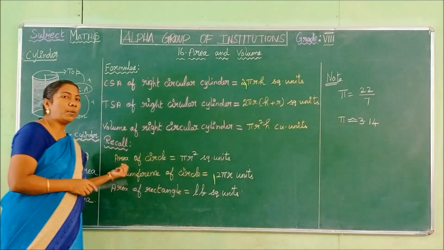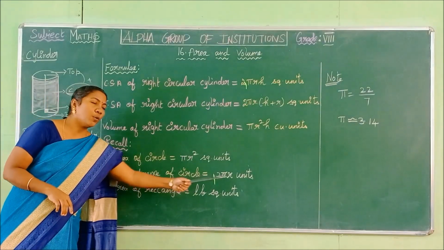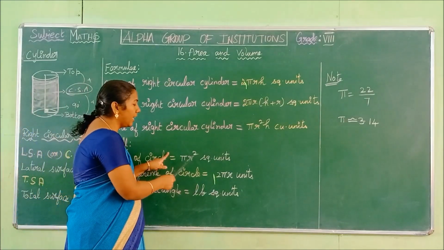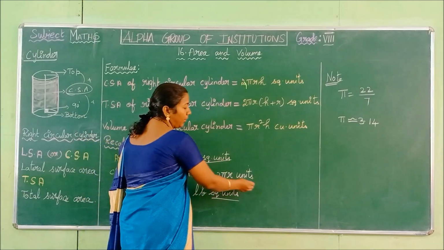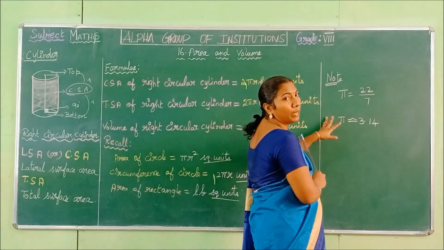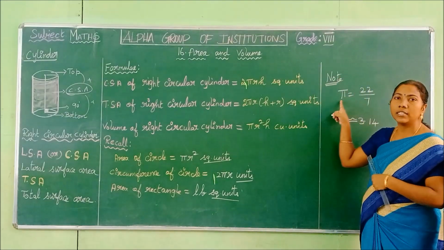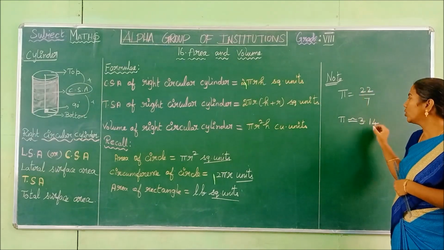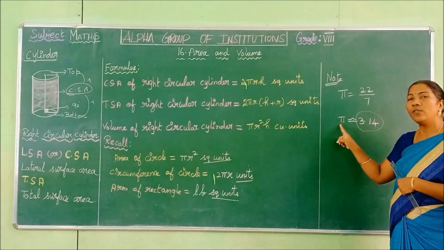Okay. Also you have to remember, area of circle equal to pi r square. Circumference of circle equal to 2 pi r units. And area of rectangle equal to l into b. While you are writing the area formula, you must use square units. For circumference and perimeter, you have to write only the units. Okay. For calculation purposes, we are going to use the value of pi. What is the value of the constant pi? The value of pi is 22 by 7. Also, we may use the decimal value 3.14 for the value of pi.